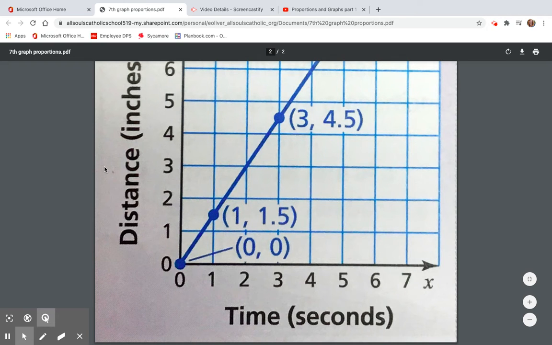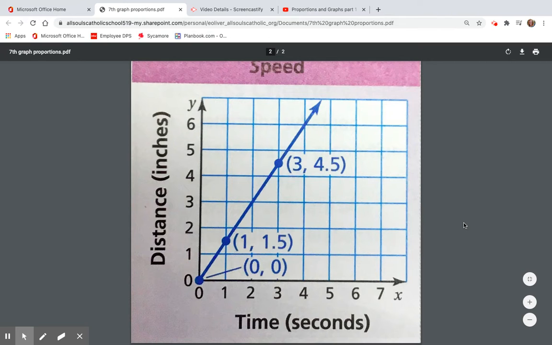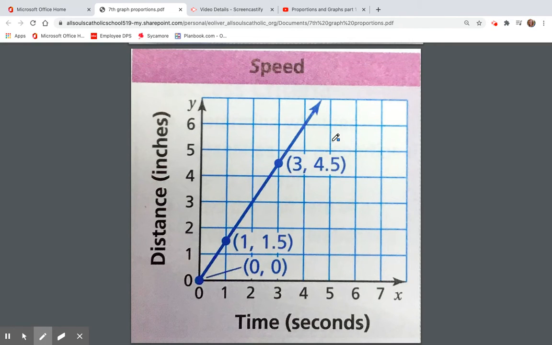So let's take a look at another graph. This one is also looking at a speed of something. I'm not sure what, but I know that it's comparing speed. And I know that this time we're going inches and given seconds. So y is inches and x is seconds. And I can tell that this is a proportional relationship. Y is proportional to x. And I can tell that because I pass through the origin and I'm going in a straight line.